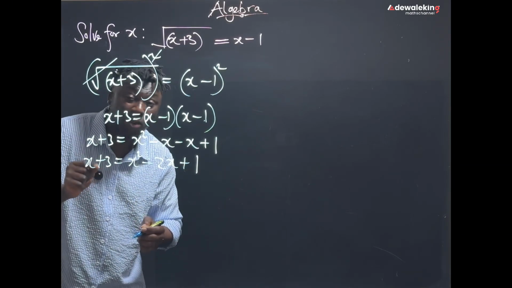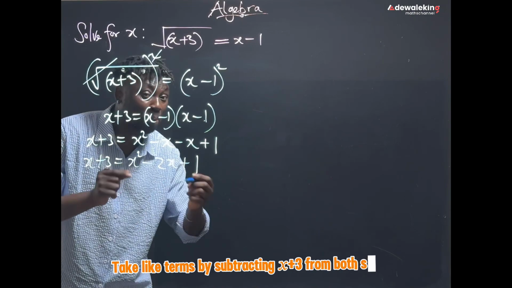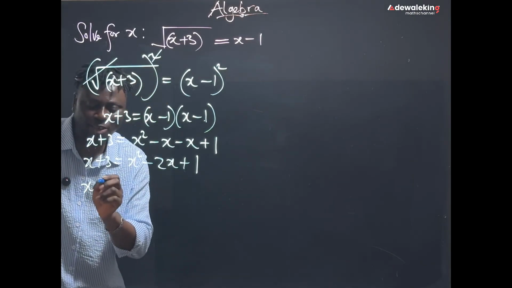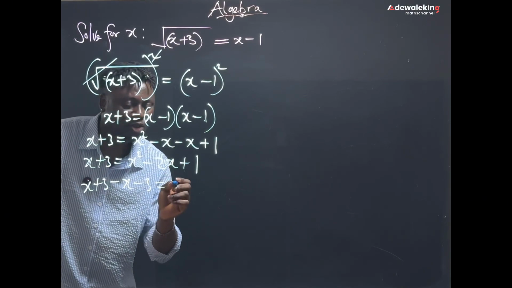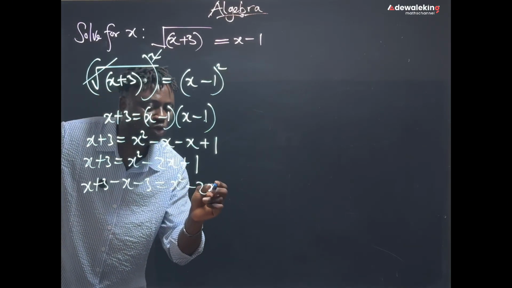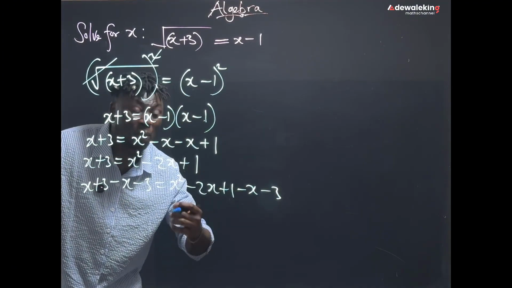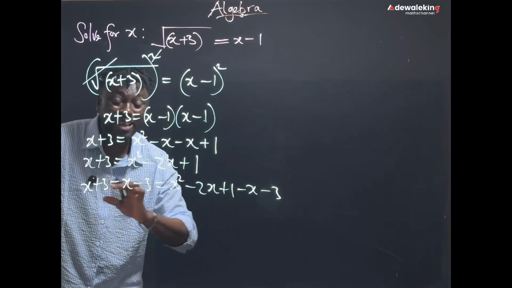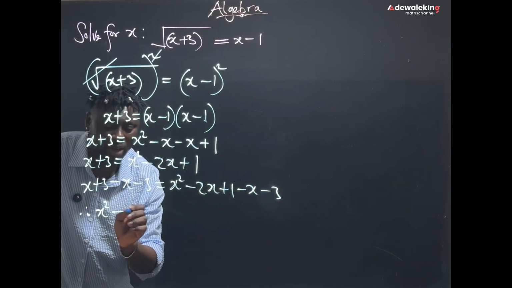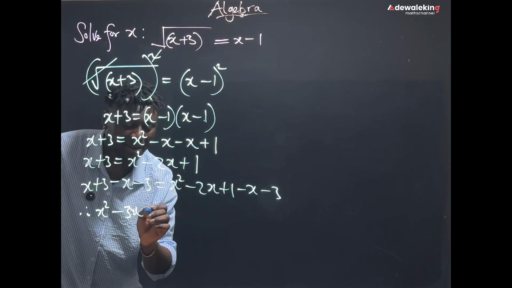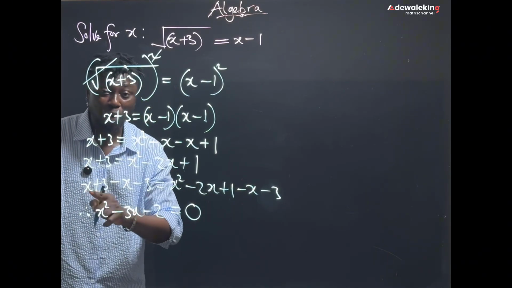So from here, we can collect like terms by subtracting x plus 3 from both sides: x plus 3 minus x minus 3 equals x squared minus 2x plus 1 minus x minus 3. So from here, we can have a new equation by equating everything to 0, as therefore x squared minus 3x minus 2 is equal to 0, as everything here becomes 0.